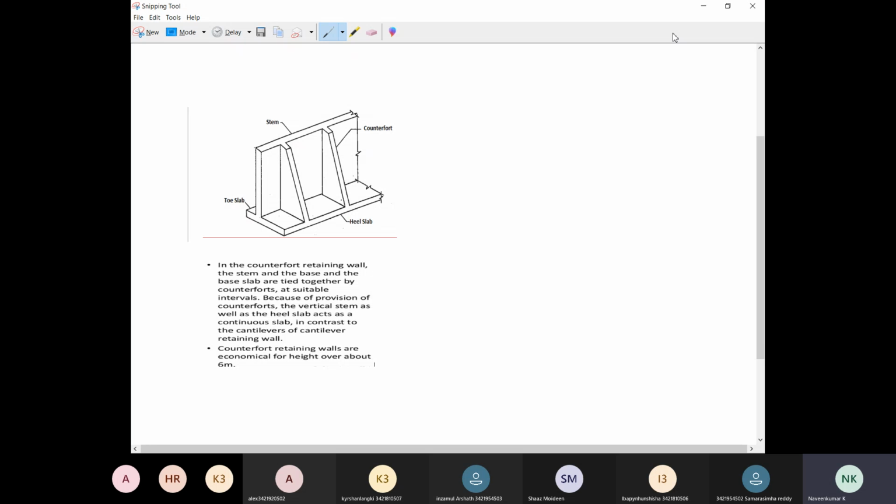Similarity between the cantilever and counterfort retaining wall. Why? Because what do you mean by counterfort retaining wall? If the site condition demands greater height, say 6 meters height, then you have to go for the counterfort retaining wall, due to the increase in the height of the cantilever wall.